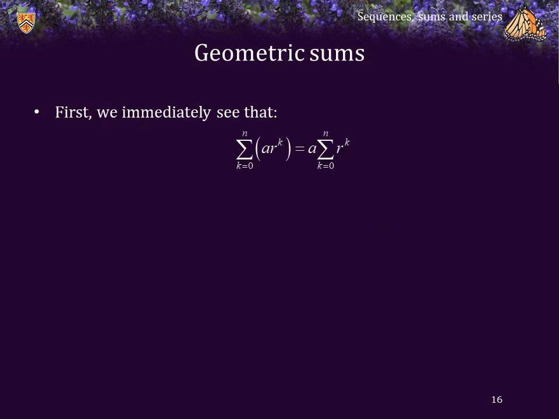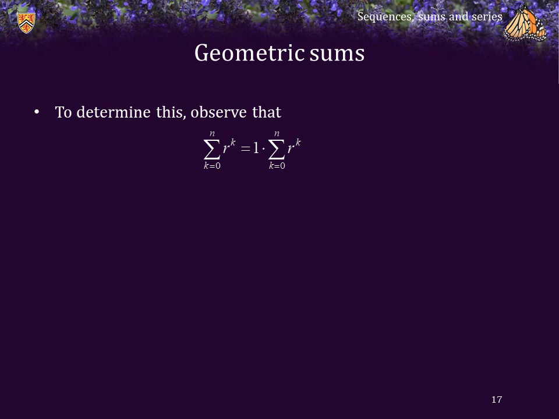Now, the first thing we note with any geometric sum is that there's a common factor of a. So this geometric sum can simply be written as a times the sum of r to the k, where k goes from 0 to n. Thus, what is this finite sum of r to the k, where k runs from 0 to n?